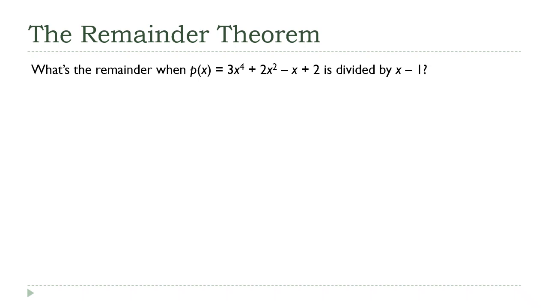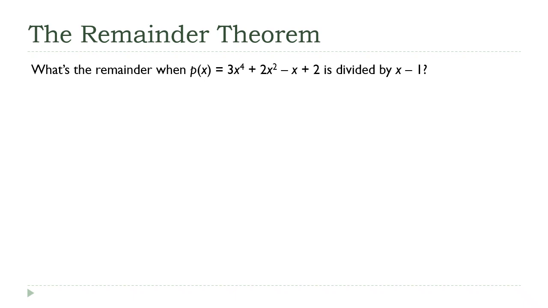Got a question for us here about a little polynomial division. I want to know what is the remainder when p of x, that's this polynomial here, is divided by x minus 1. Well, one way to do this, kind of the obvious brute force way, is long division, synthetic division, whatever you like to use, and you check out what the remainder is at the end. You get that at the end of the calculations.